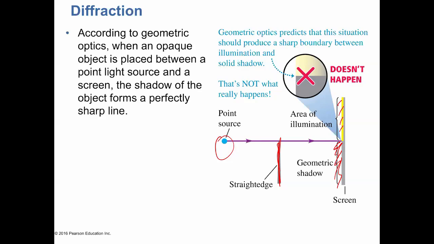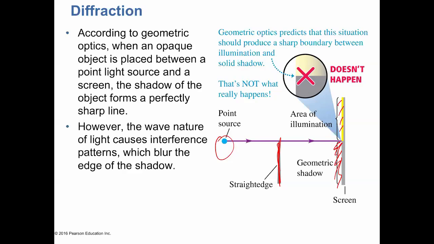One thing you would think here is that this would be true if light was a particle. But this is not true because light is not a particle, it's a wave, and we don't necessarily get that. The wave nature of light causes interference patterns which blur the edge of the shadow. There's not really a sharp divide between the area of illumination and the shadow area. This effect is known as diffraction.